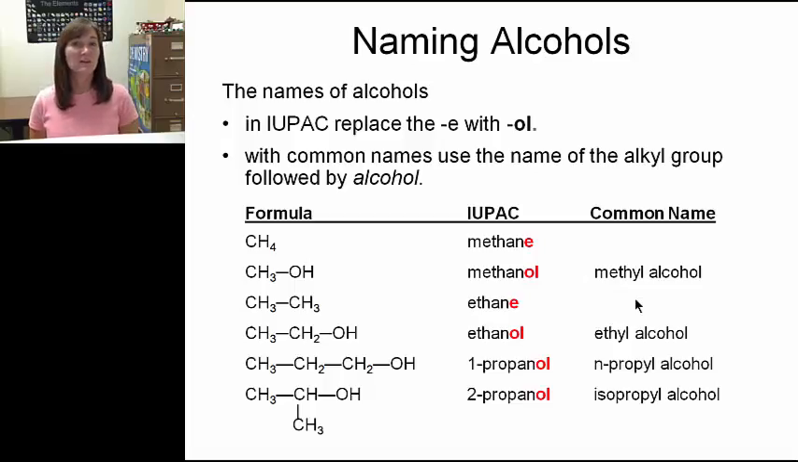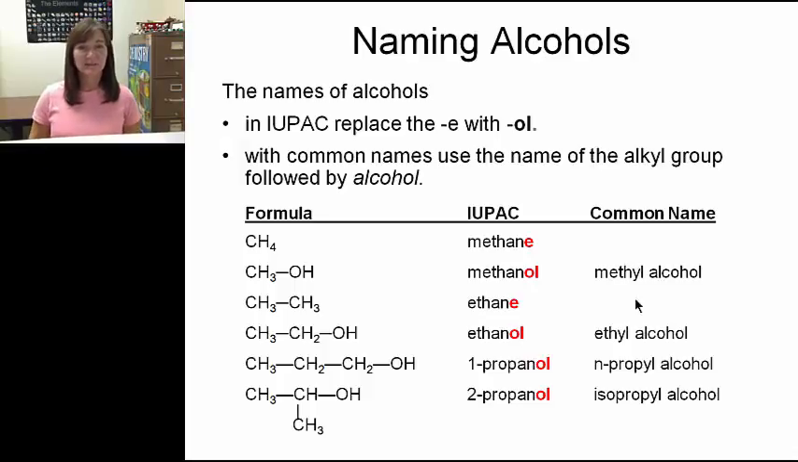For naming alcohols, I'm going to keep the alcohol structures simple to name. This is going to end the naming of our organic compounds. I'm going to take you through a lot of different functional groups, but the only ones I'm going to expect you to be able to name are the alkanes, alkenes, and some simple alcohols.